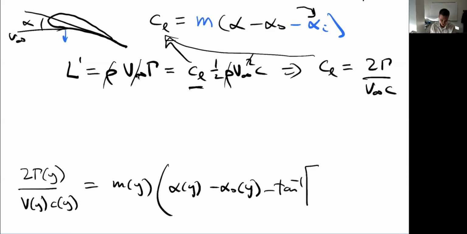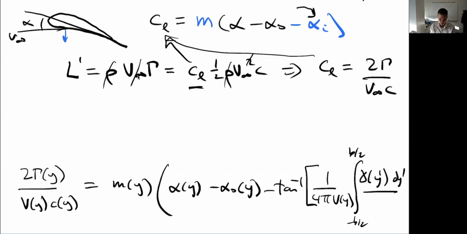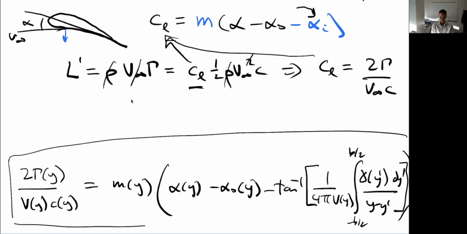It's the arctangent of 1 over 4 pi. V is a function of y. Integrate across the span. And I've got gamma, which is varying along this dummy variable, y prime, dy prime, all over y minus y prime, and then close my parentheses here. All right, so this big long equation is called the fundamental equation of lifting line theory.